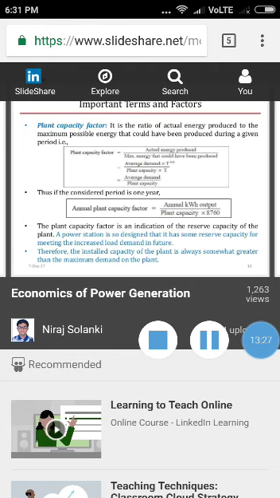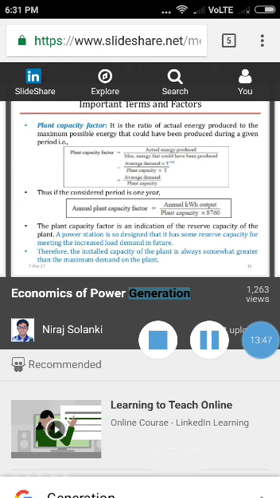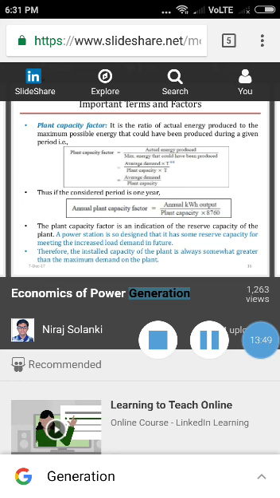Plant capacity factor. It is the ratio of actual energy produced to the maximum possible energy that could have been produced during a given period. Thus, the considered period is 1 year. Annual plant capacity factor is equal to annual kilowatt hour output divided by plant capacity into 8760.